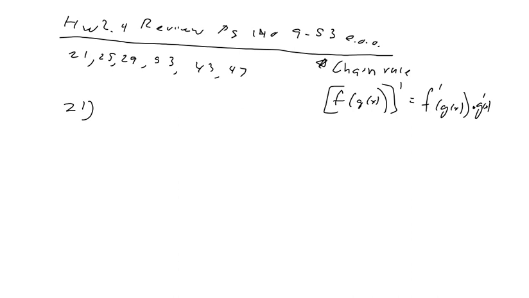So let's look at 21. And again, you may have to apply other rules to this situation. y is 1 over the square root of 3x plus 5.